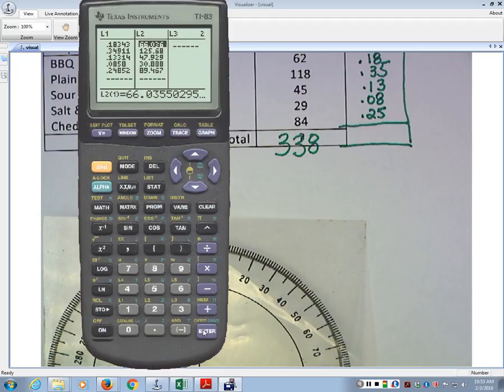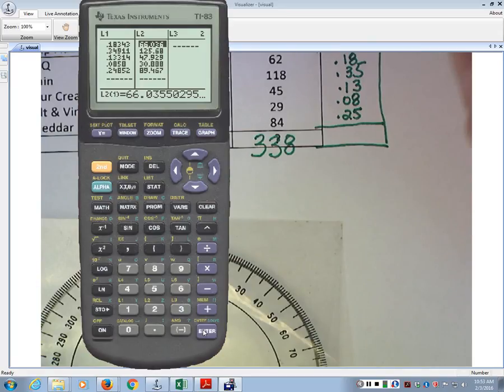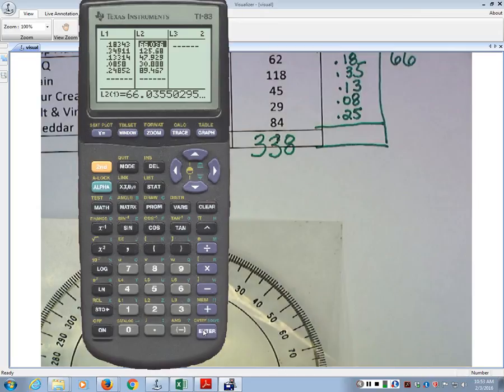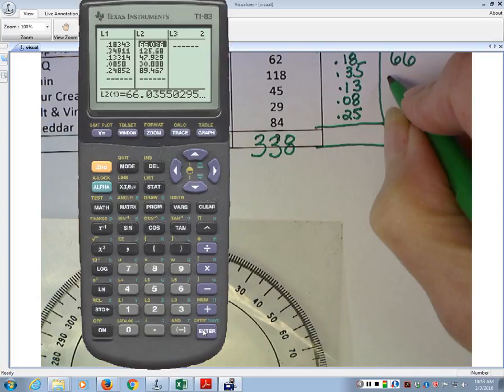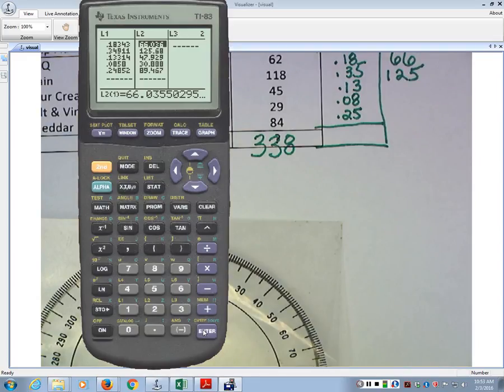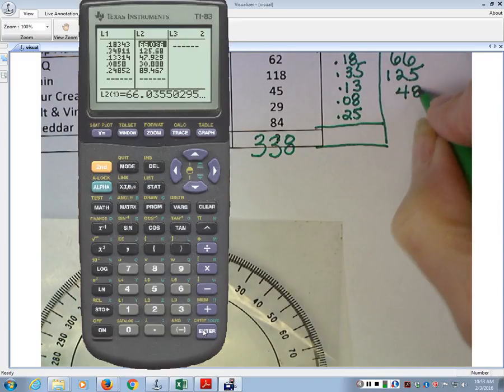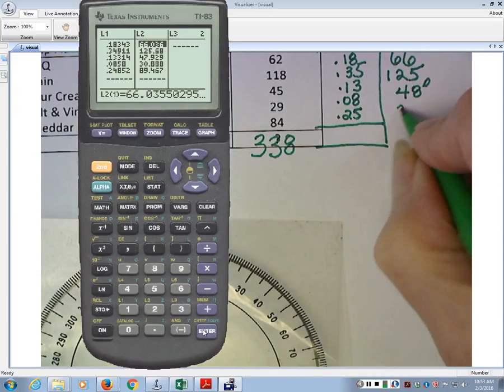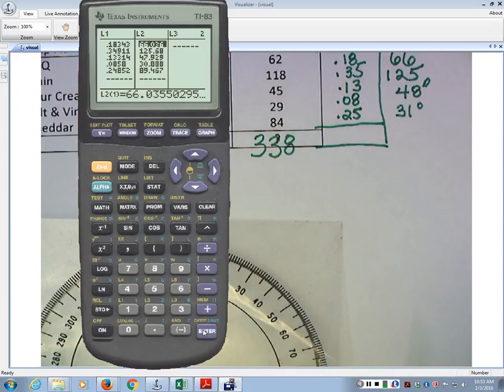So as far as my pieces of pie, my barbecue flavors is going to take up about 66 degrees. And my next one will be about 126 degrees. We'll call it 125 because that's actually pretty close. And 47.9, we'll call that 48 degrees. And then we'll call the next one 31 degrees. And the last one we'll call it 89 degrees.